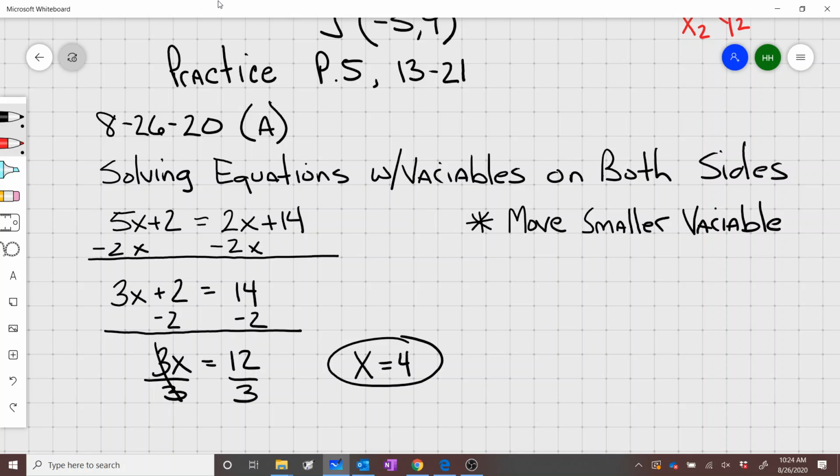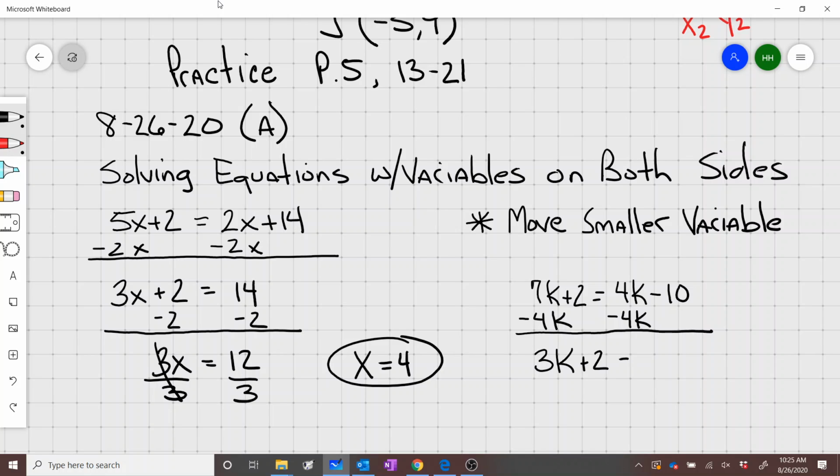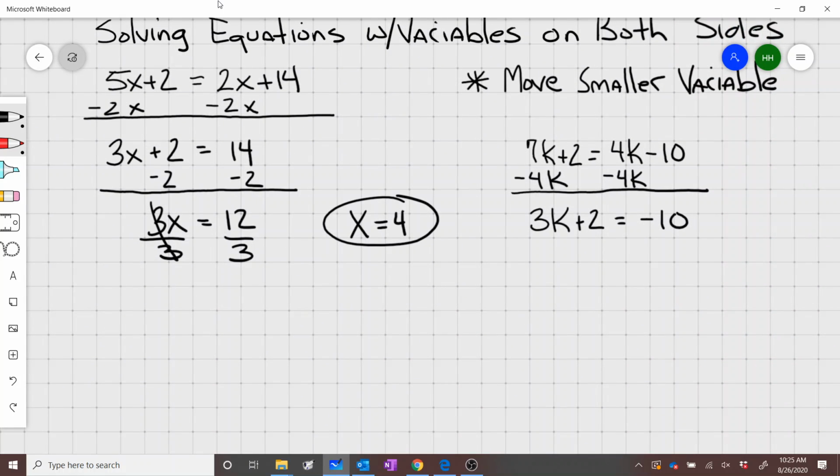Alright, so let's try 7k plus 2 is equal to 4k minus 10. Again, remove the smaller, so I'm going to subtract 4k from each side. And 7k minus 4k, we get another 3k plus 2 equals negative 10. Going to subtract 2 from each side. The 3k moves down, and 3k is equal to negative 12, and we can divide both sides by 3. And yep, looks like k is going to be equal to negative 4.